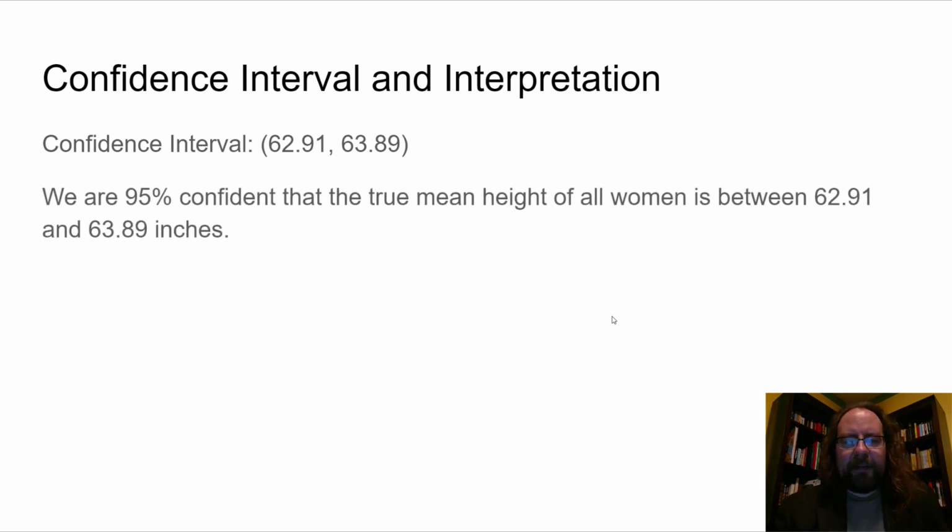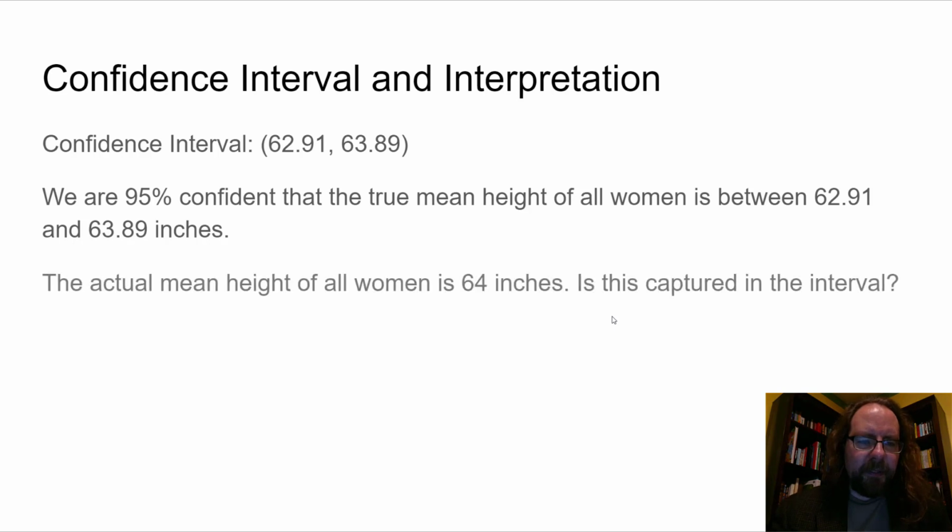And now let's remind ourselves how we interpret these confidence intervals. So in this case, we are 95% confident that the true mean height of all women is between 62.91 and 63.89 inches. So there's our confidence level and our upper and lower bound. And again, notice that we're referencing the true height of all women because we're trying to represent that from our sample of women.